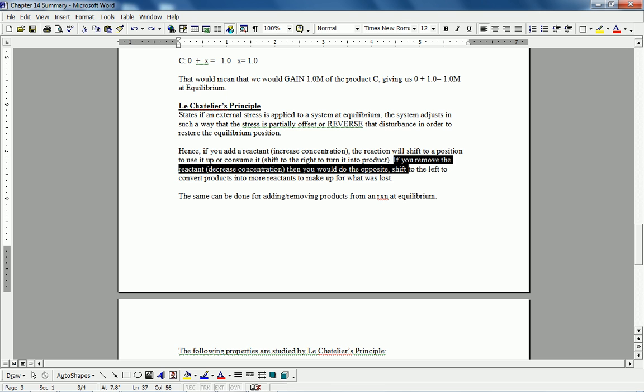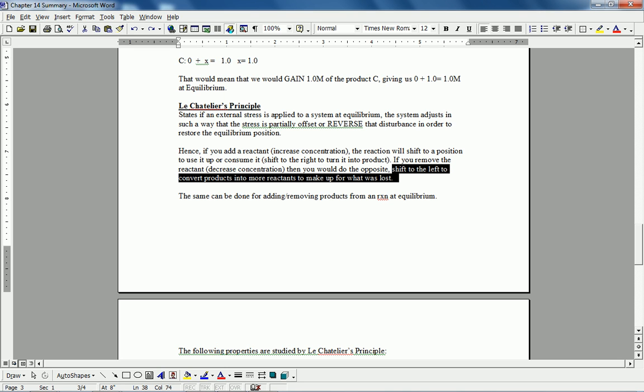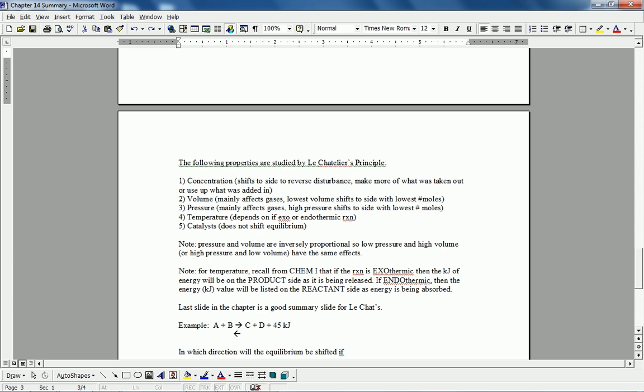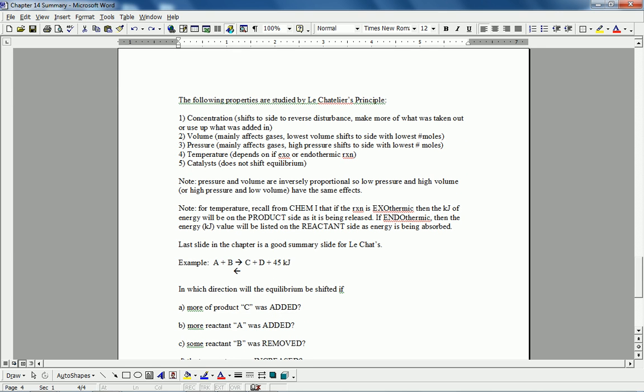Let's say you removed a reactant or product. That means you're decreasing the concentration, so you would try to do the opposite, which would mean you would try to regenerate it or make some more. So you would shift the equilibrium in a way to regenerate that lost reactant or product and make up for what was lost. So let's take a look at some other factors that can be influenced or can act as stressors in reactions using Le Chatelier's principle.